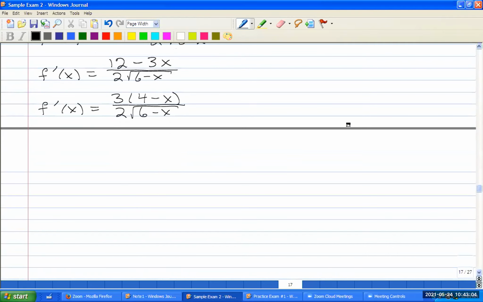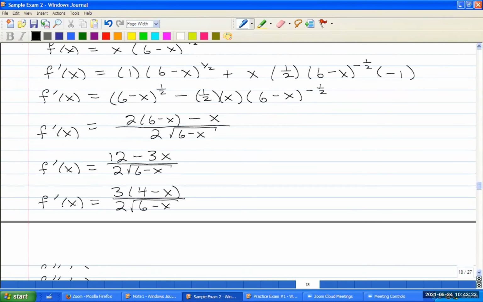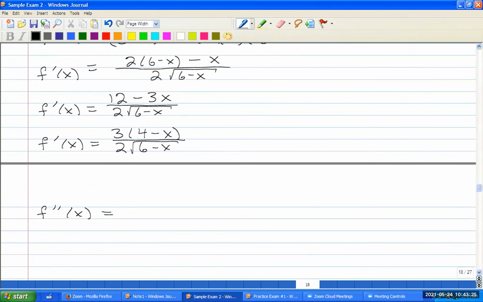And so otherwise you have to use the quotient rule. I'm not sure if I want to use the quotient rule yet. And so the second derivative is, okay, so I'll bring down the 1/2 out in front. Rewrite what's inside to the power of 1 less times the derivative of what's inside.